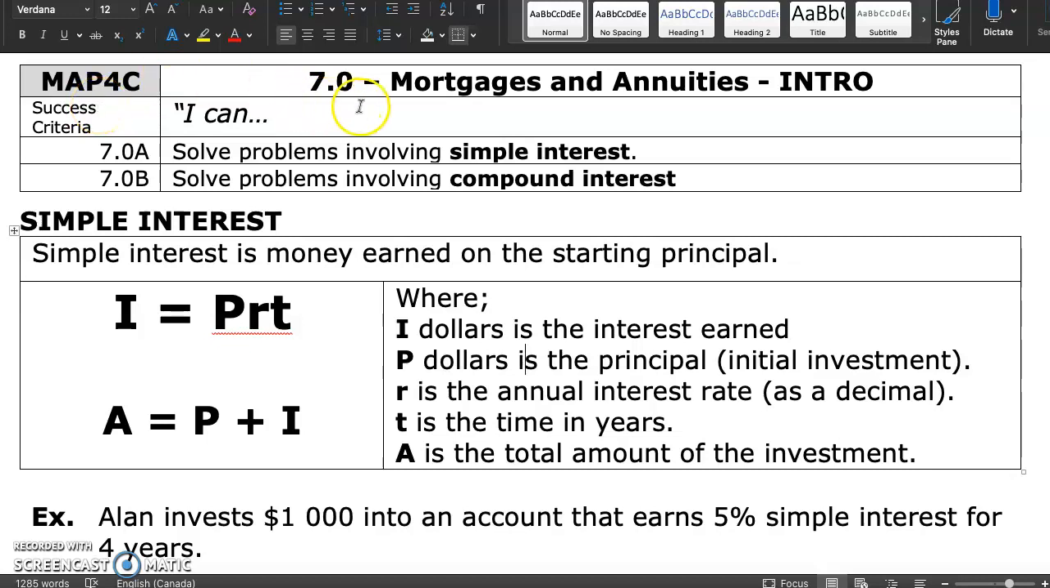MAP4C 7.0 Mortgages and Annuities Introduction. So what we're going to do is look at simple interest and compound interest.